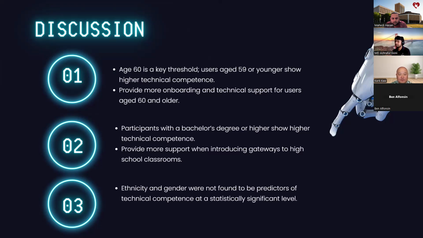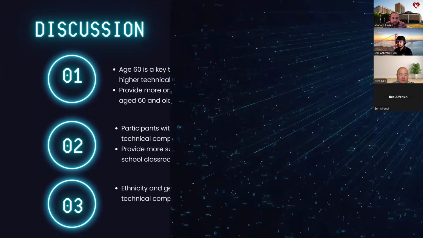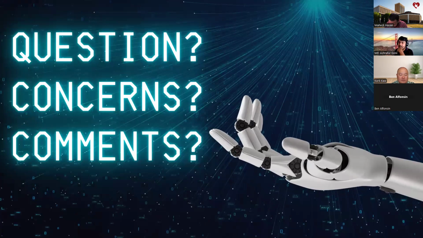And then, as I mentioned earlier, participants with a bachelor degree or higher show higher technical competence. Provide more support with introducing a gateway to high schoolers. So if I want to make a gateway for high school students, I will give more thought to how to introduce a gateway to them. And finally, as I mentioned, ethnicity and gender were not found to be predictors of technical competence at a statistically significant level. So that's all from me, and I'm ready for questions, concerns, and comments.